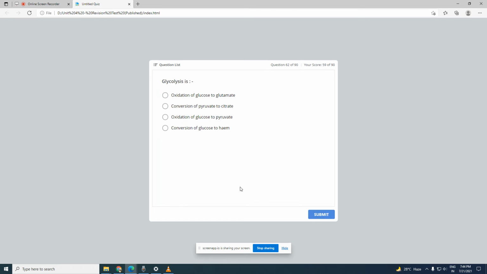Glycolysis is the oxidation of the glucose to the glutamate, conversion of the pyruvate to citrate, oxidation of glucose to the pyruvate, conversion of glucose to the heme. Which is the right one for the 62nd question? Oxidation of the glucose to the pyruvate is the right answer.